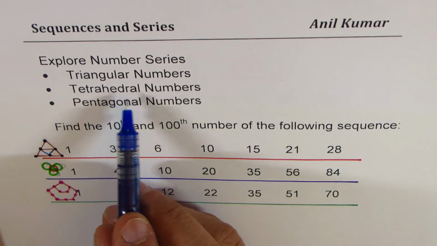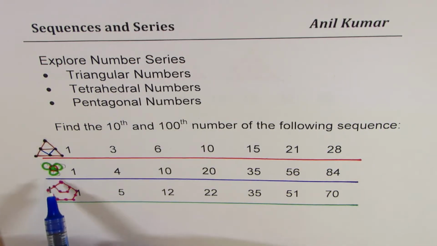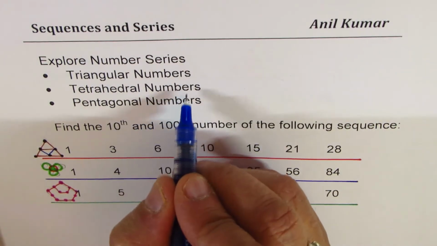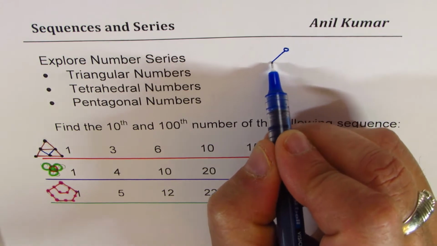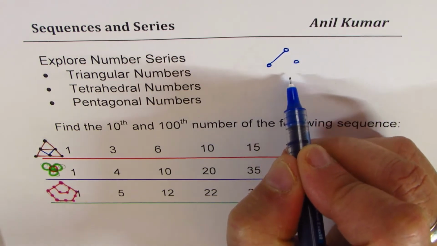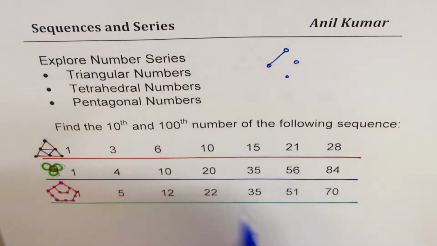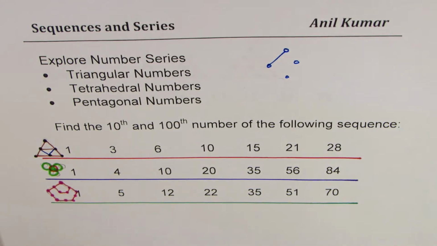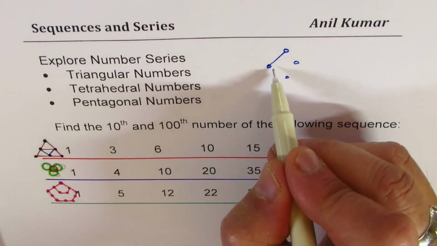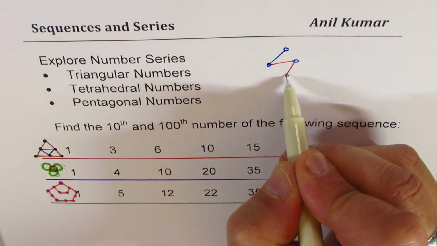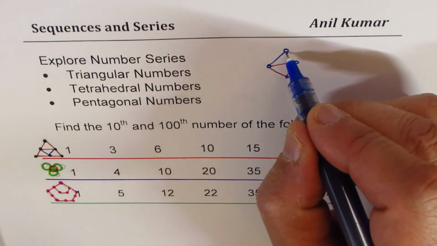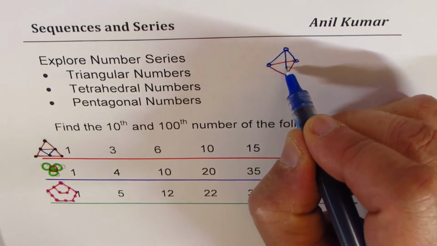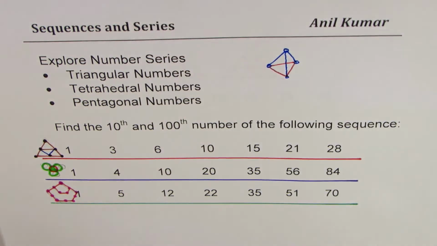Then we have tetrahedral numbers. Tetrahedral is a shape. It is a three-dimensional shape. It's like something on the top which is being connected to other elements on a plane, kind of like this. So basically, let us say on the paper we have these three items and each one of them is being connected from top like this. This three-dimensional shape is called tetrahedral.